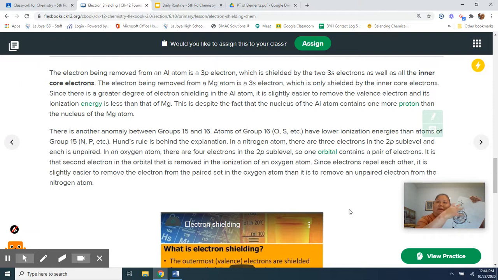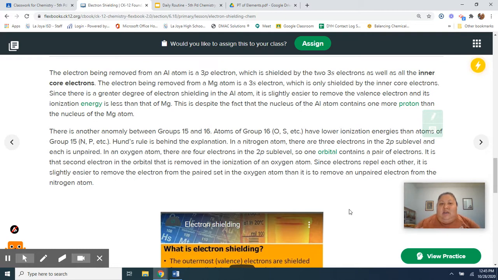That s orbital, that basketball that's around the nucleus, is an extra shield of protection that magnesium doesn't have. Magnesium only has these inner electrons to do blocking. Aluminum has these inner electrons and the s orbital as well, making this p electron go away a lot easier. I hope you can see that. I know it's not the best drawing. All right, there's one.